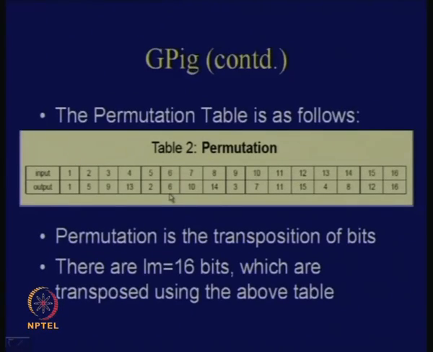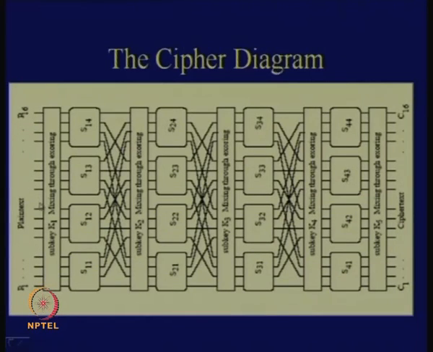What about the permutation? The permutation means transposition of 16 bits. You take the entire 16-bit block and you just transpose the bits. This details how the transposition takes place. If I implement this in hardware, for example, it will be just plain hardwiring. You take some wires and you just regroup them. Pictorially, this is how it looks.